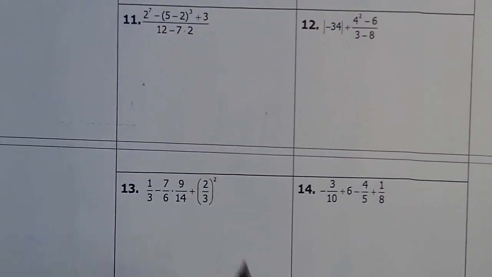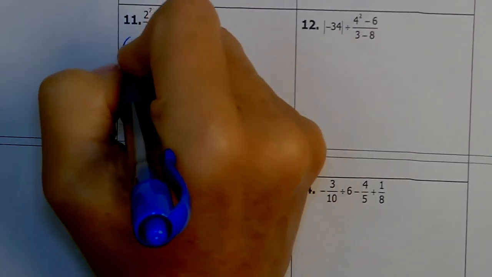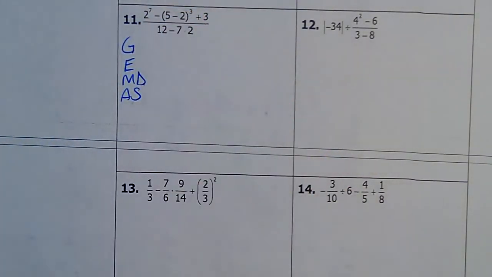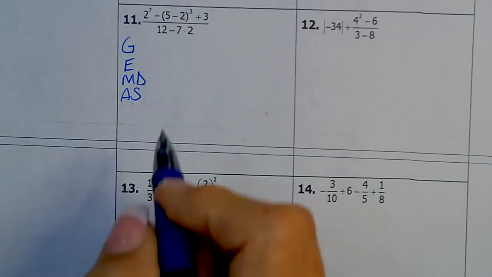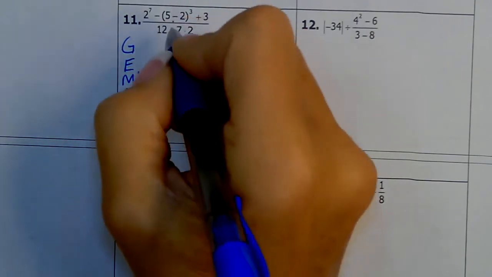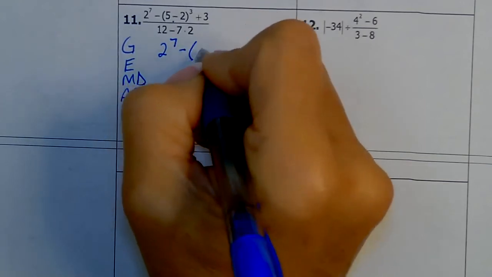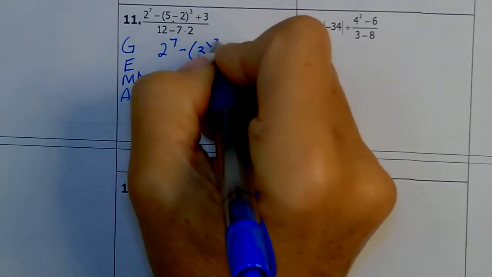Number 11. Our steps. Okay, we're going to look for groupings, which I see right here. 5 minus 2 is 3.